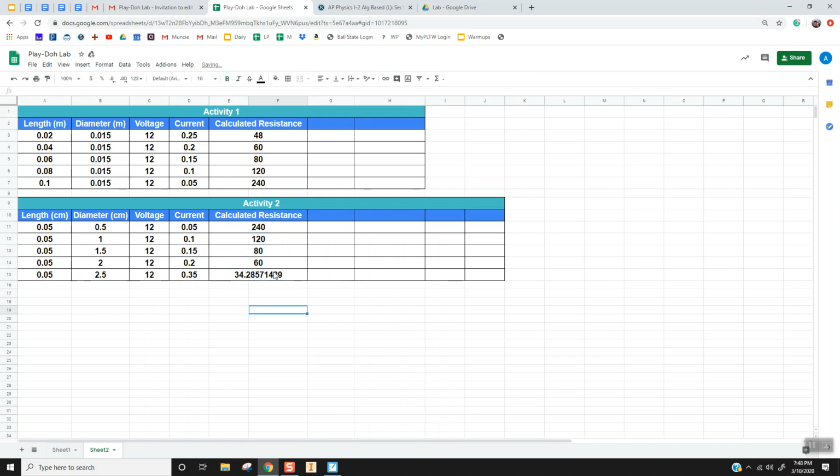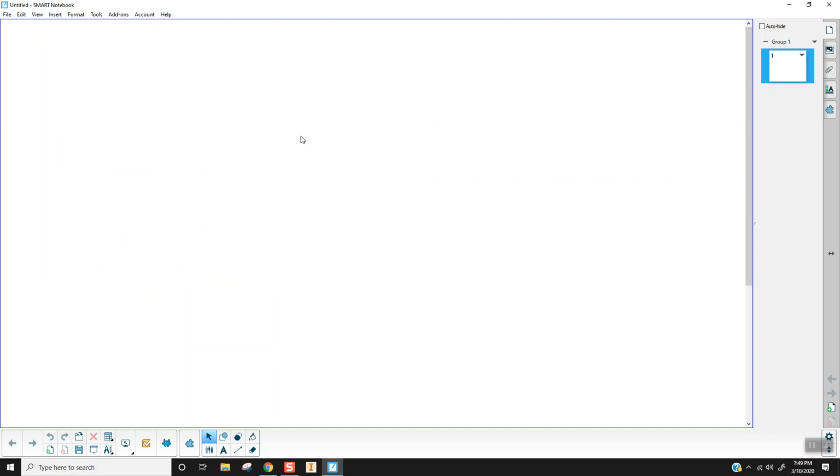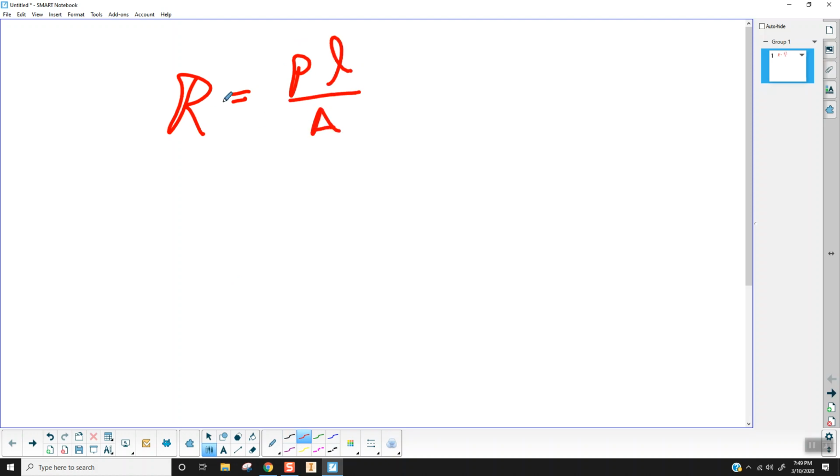Alrighty. So what I notice here is that when I was increasing the length of my Play-Doh, we found out that the resistance also increased. If I kept the length constant, we found out that my resistance decreased. Well, that kind of makes sense if we go ahead and look at the resistivity formula we have so far. And so R equals resistivity times length over cross-sectional area.